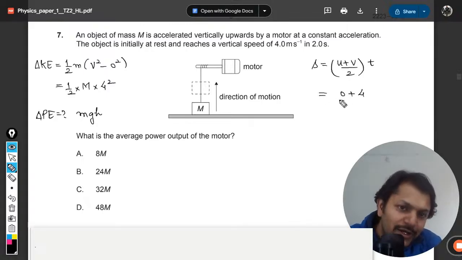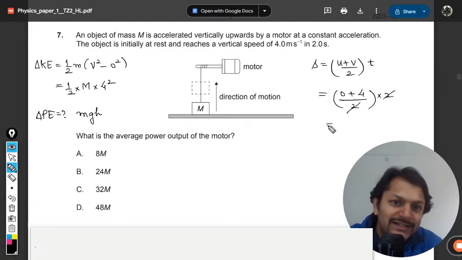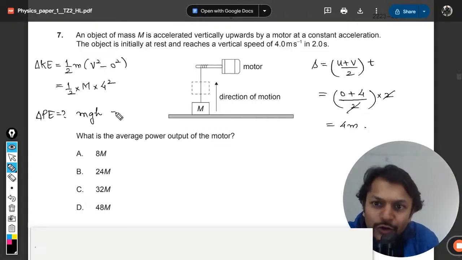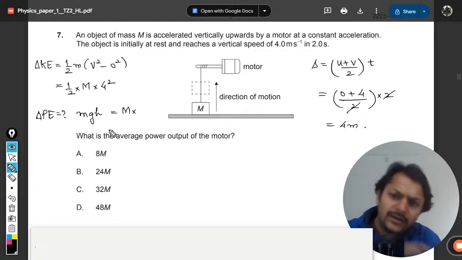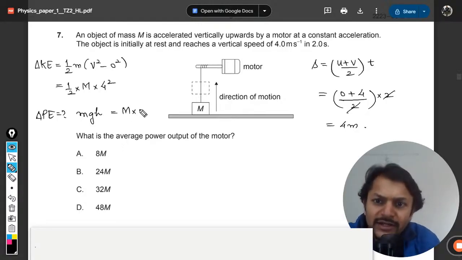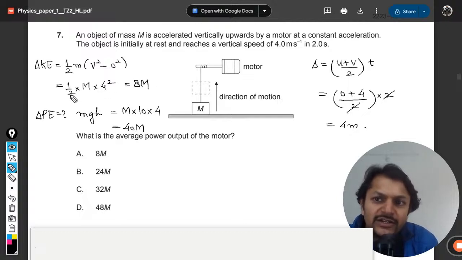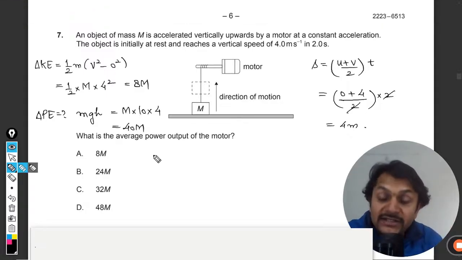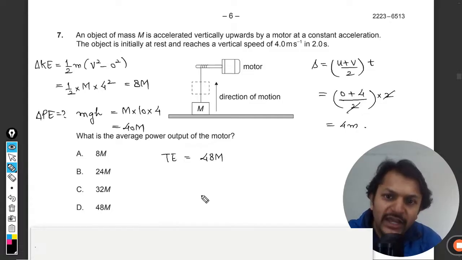So u is 0, v is 4, divided by 2, and time is 2. So this will be 4 meter. Yeah, I would be using this now. So 4 meter. So m, here there will be gravity, no doubt about that. So you can take it as 10, and this is 4. So it will be 40 m, and this will come out to be 8 m, isn't it? Because this is 16. So you divide it by this, it will be 8 m. So the potential energy is 40 m. So it means that the total energy that was added into the system is 48 m.